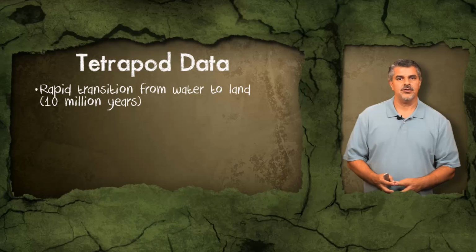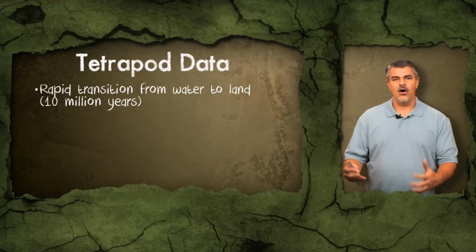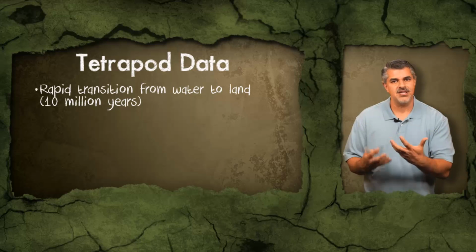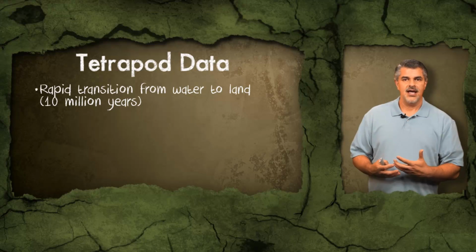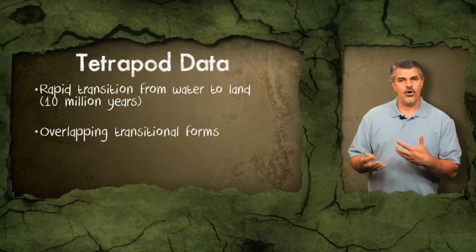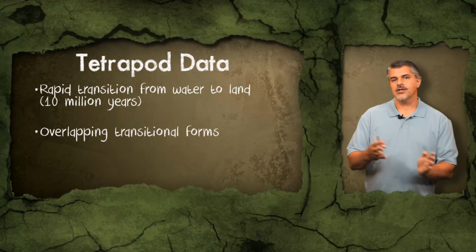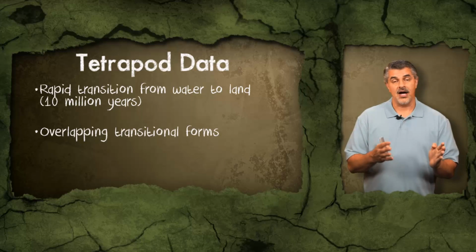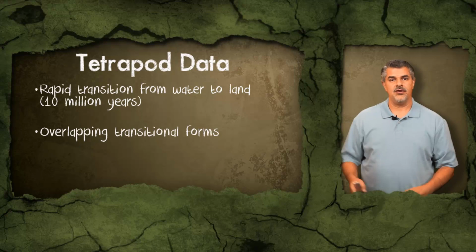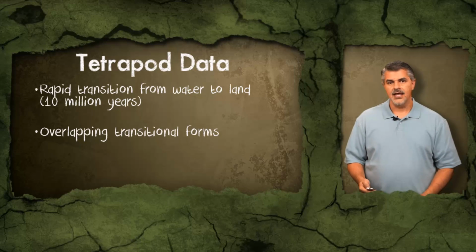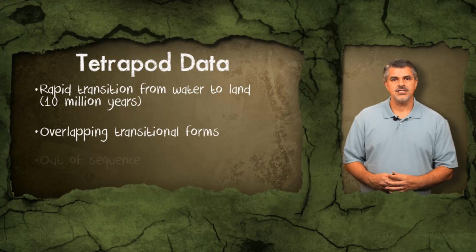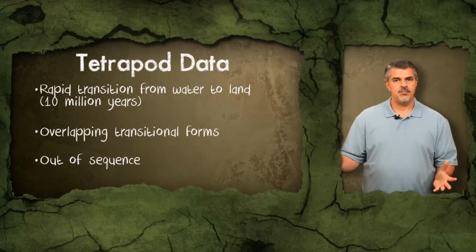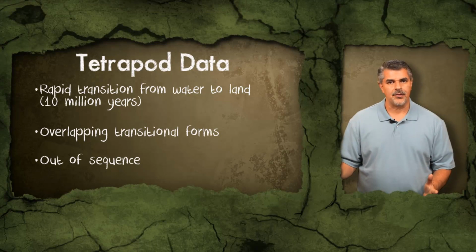Moreover, all of the fishopods appear at the same time in the fossil record. In other words, they coexist, they overlap, they don't appear in a sequential manner if indeed you are documenting a clear evolutionary transformation. And then finally, the sequence of events in the fishopod fossil record is out of order.